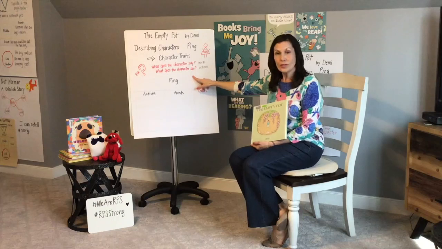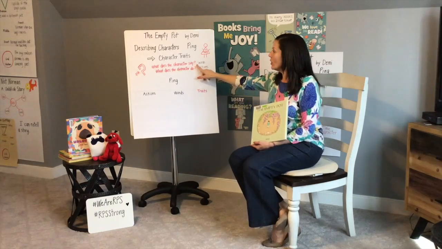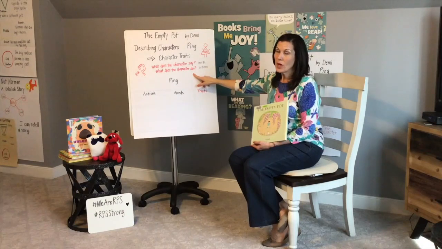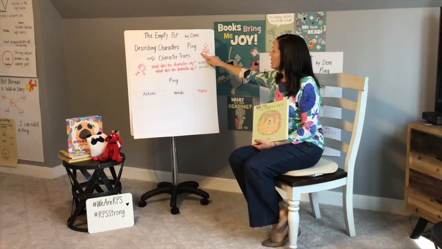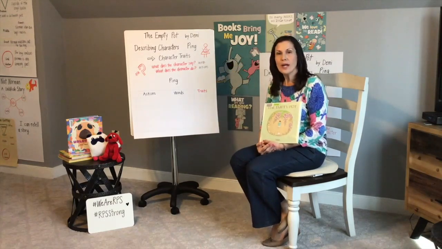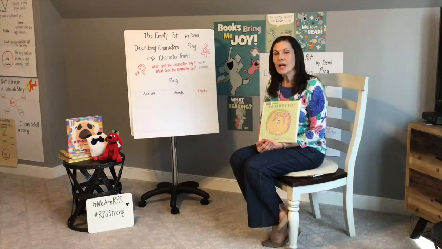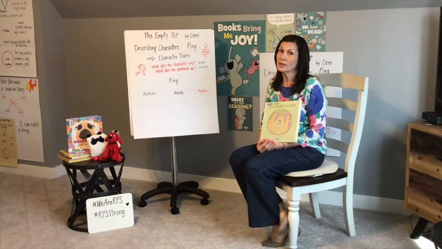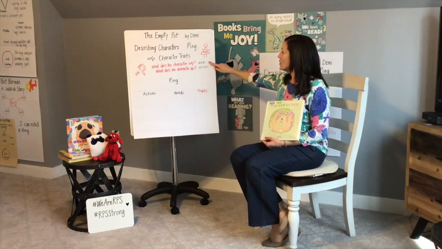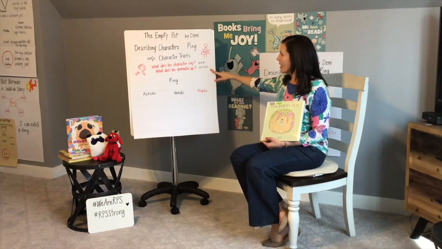And even though we're still going to ask ourselves, what does the character say? What does the character do? When we think about traits, traits are not shown on our face. Traits are on the inside. Traits describe the type of person that a character is. And when we describe a character by their traits, we focus on their words and their actions.